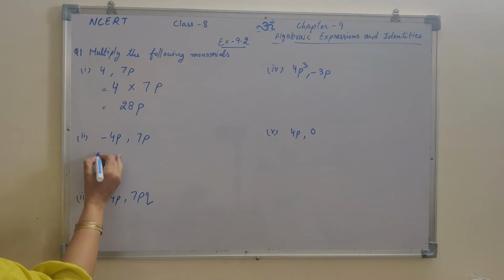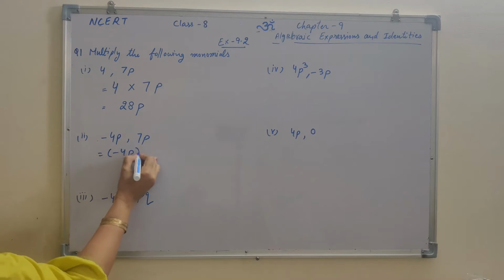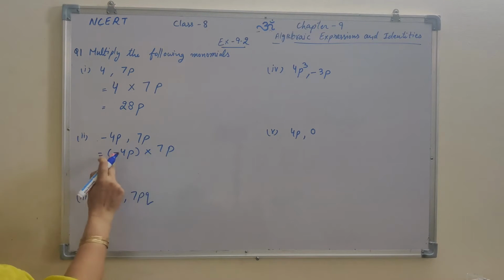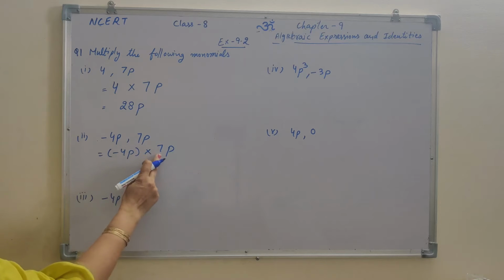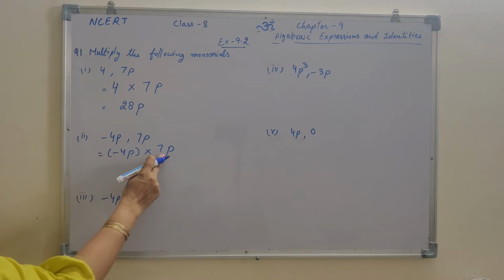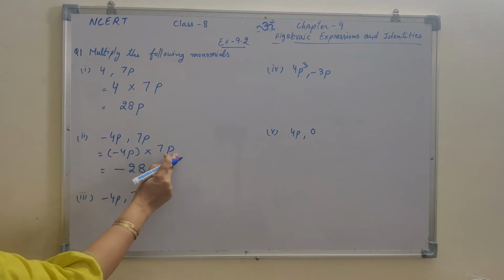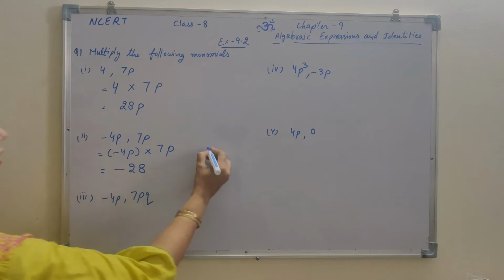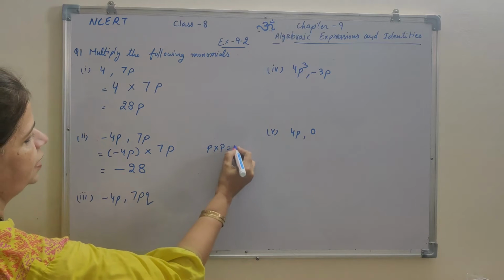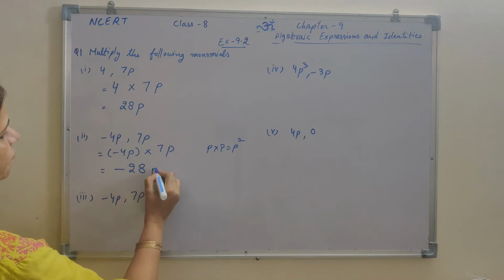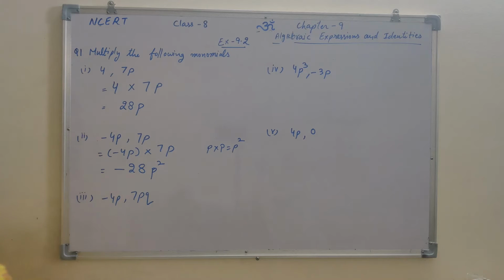It is minus 4p multiply by 7p. Numerical values we multiply by this numerical value. So minus 4 multiply 7 is minus 28. And p multiply p, you know what is p multiply p? If we have p multiply p, it is p square. So we have minus 28 p square.